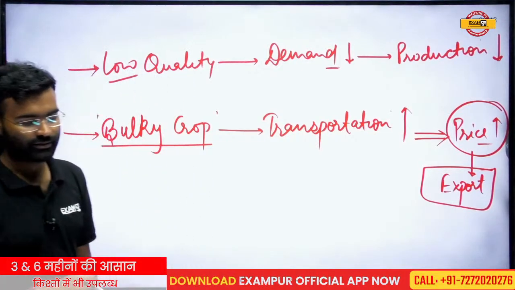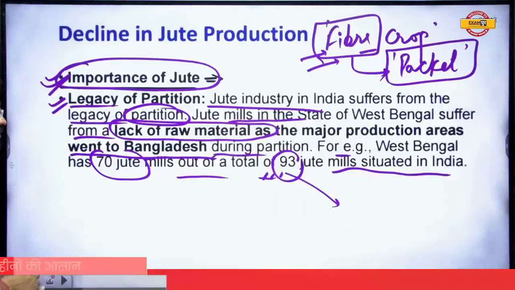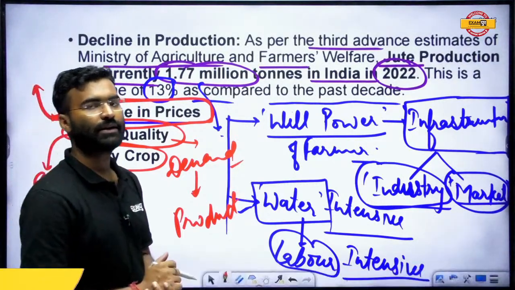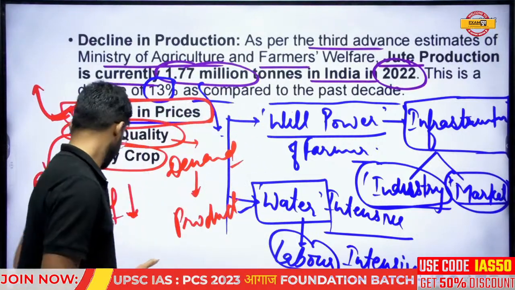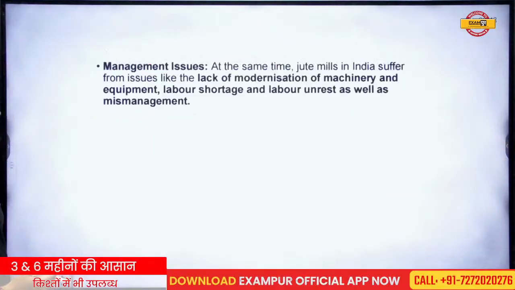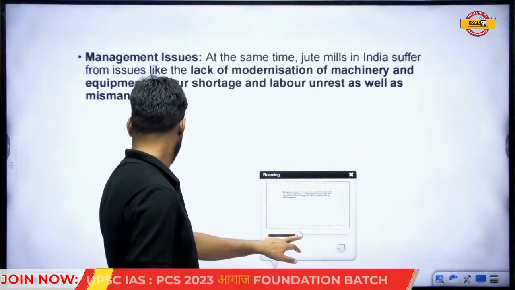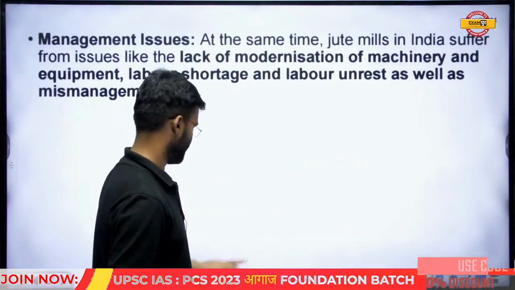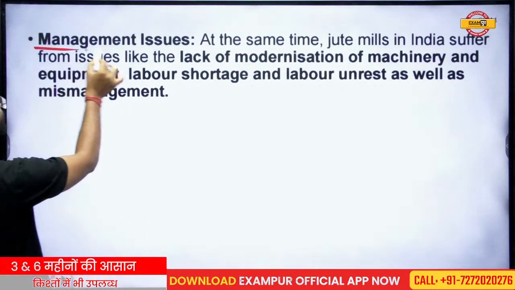Okay, so these are some important reasons. I hope you understand the things. What are the reasons behind the decline in the production of jute in India? Now, the management issue. What are the management issues?